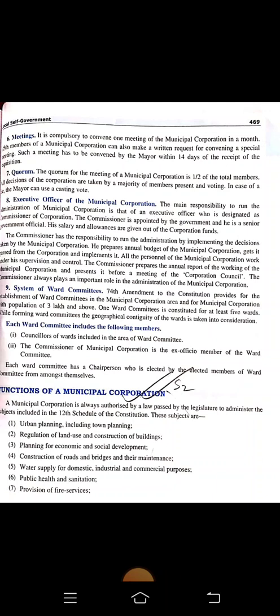Presiding officer: mayor or president of the municipal corporation. The municipal corporation has one chairman and one deputy chairman, who are called mayor and deputy mayor respectively. Provision of reservation: we are having 5% for the scheduled caste, 5% for the women, including those belonging to the scheduled caste, and 2% for the backward caste.